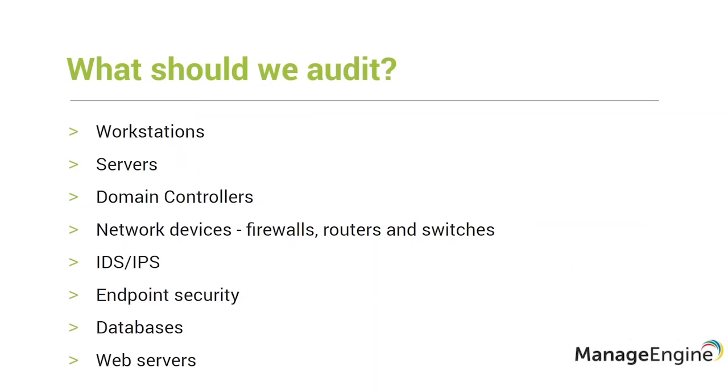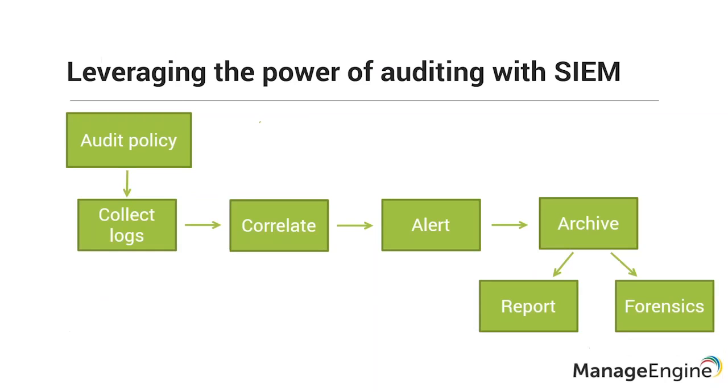You need to configure the audit policy and then collect all these logs into your SIEM solution, which will correlate these different events and try to form patterns, try to form associations between these events to detect potential threats to your network security. And it'll alert you for these potential threats so that you can take quick action and investigate as to what exactly has happened.